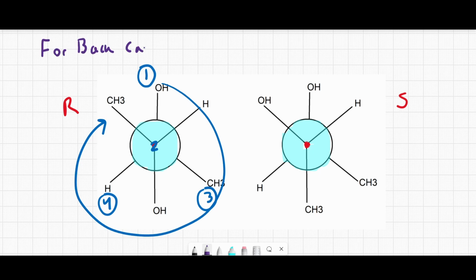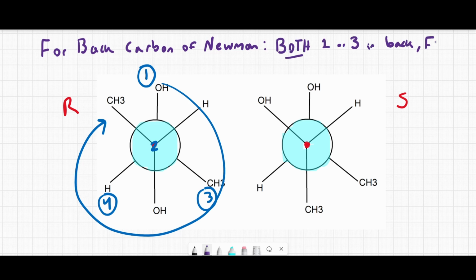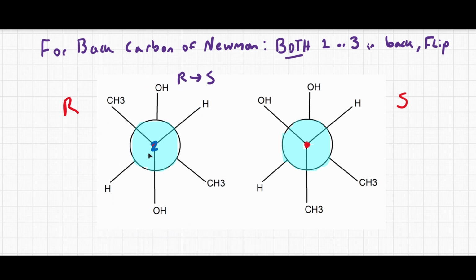So here's the slightly different rule. For the back carbon of a Newman projection, check if both 1 and 3 are in back there together. If so, you flip your answer. That is true here. Both 1 and 3 are back there. So instead of clockwise R, it will switch to S. So the back is S on that one.